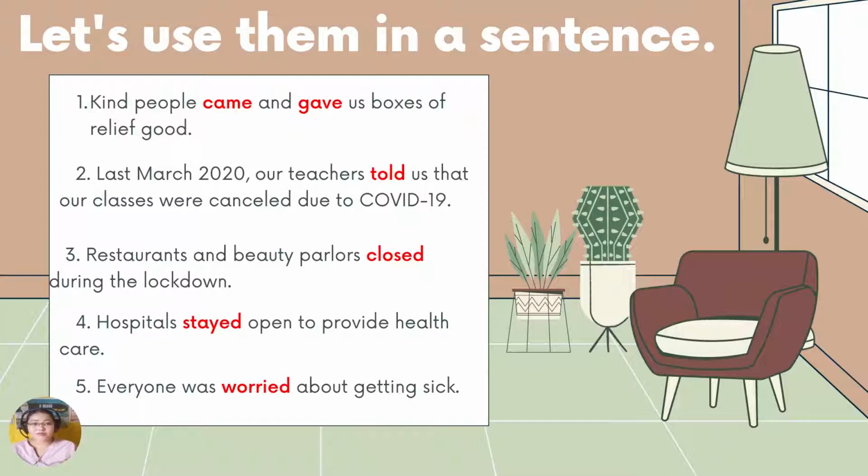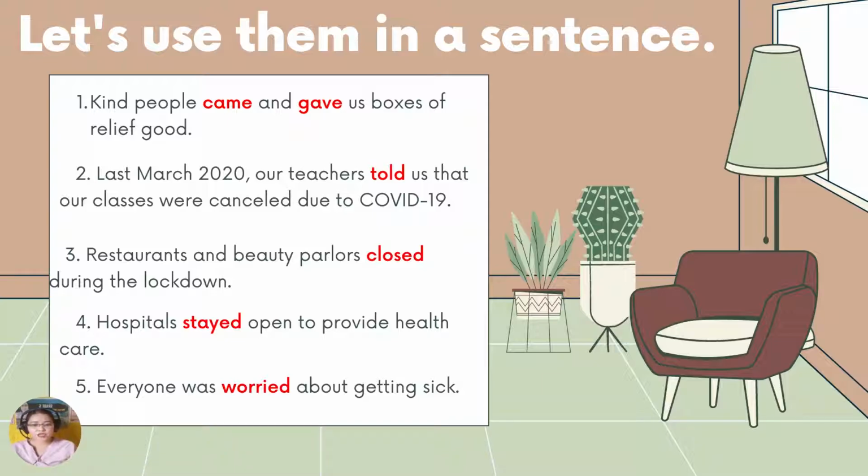Now, let's use them in a sentence. For number 1, kind people came and gave us boxes of relief goods. So here we use came and gave. For number 2, last March 2020, our teachers told us that our classes were canceled due to COVID-19. So we use here the past form told.